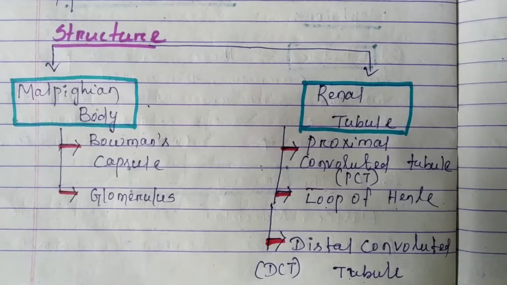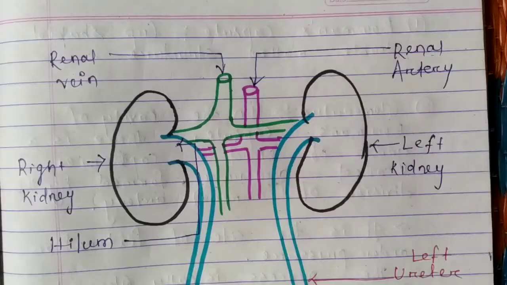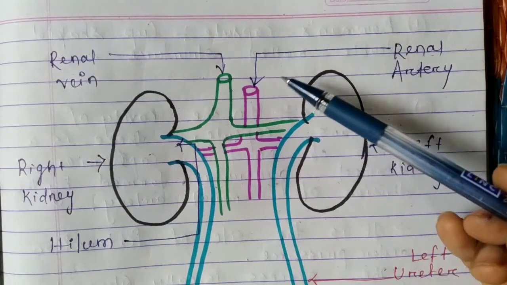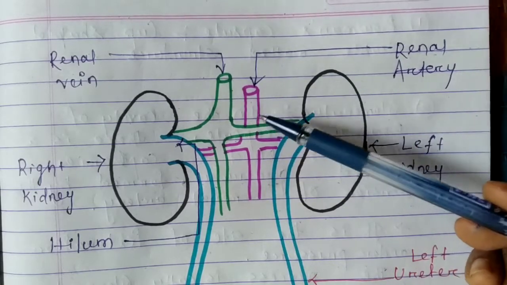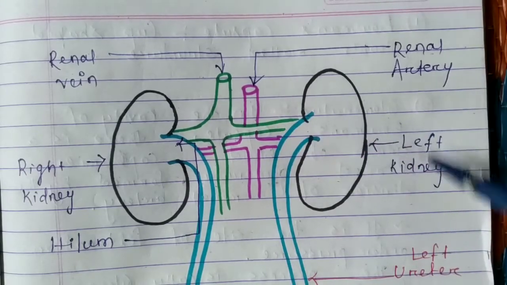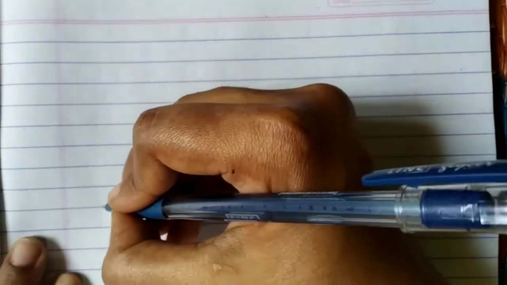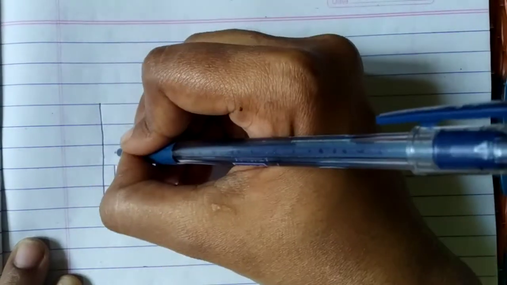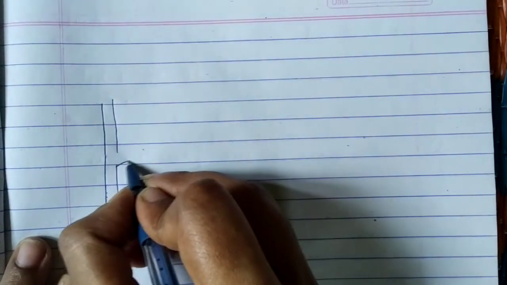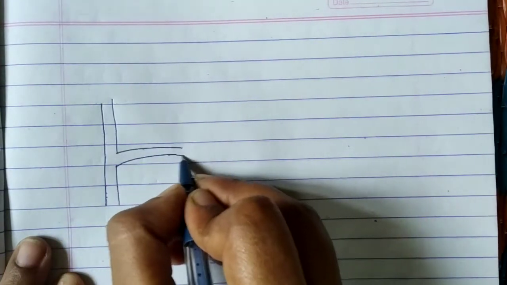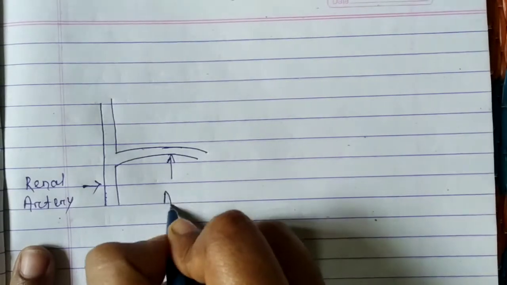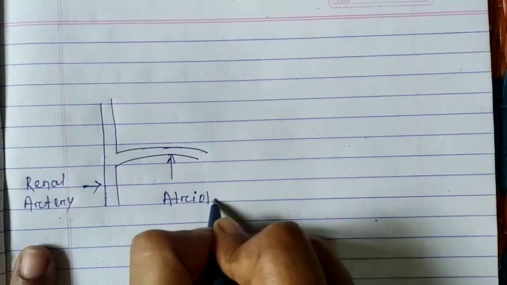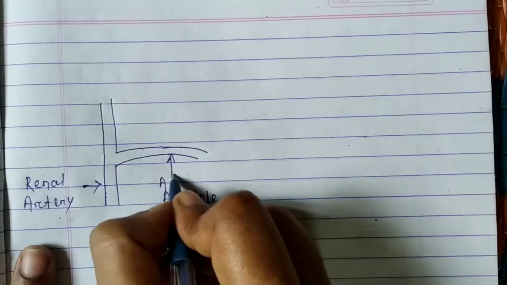Now let's draw the structure of nephron and understand how it works. In the diagram of excretory system, we have shown the renal artery. A branch of the renal artery I am going to show in the structure of nephron. Suppose this is the renal artery. All of you know what the branch is known as: the branch is known as arteriole, and this branch is known as afferent arteriole.